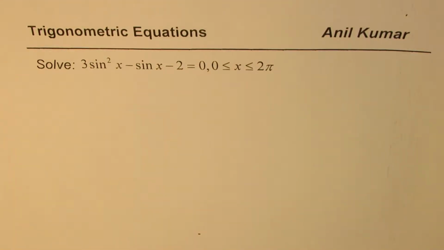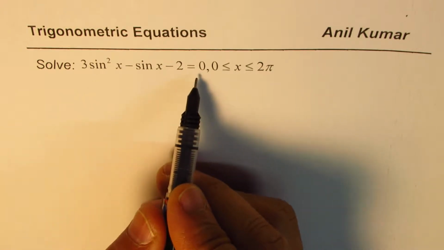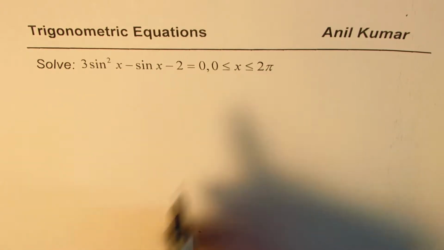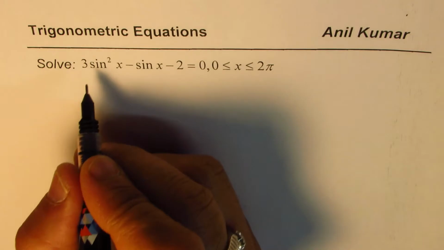I'm Anil Kumar, and in this video we will solve a trigonometric equation which is in quadratic form. We need to solve 3 sine square x minus sin x minus 2 equals 0, where x is between 0 to 2 pi. So that means the answer should be given in radians, right?